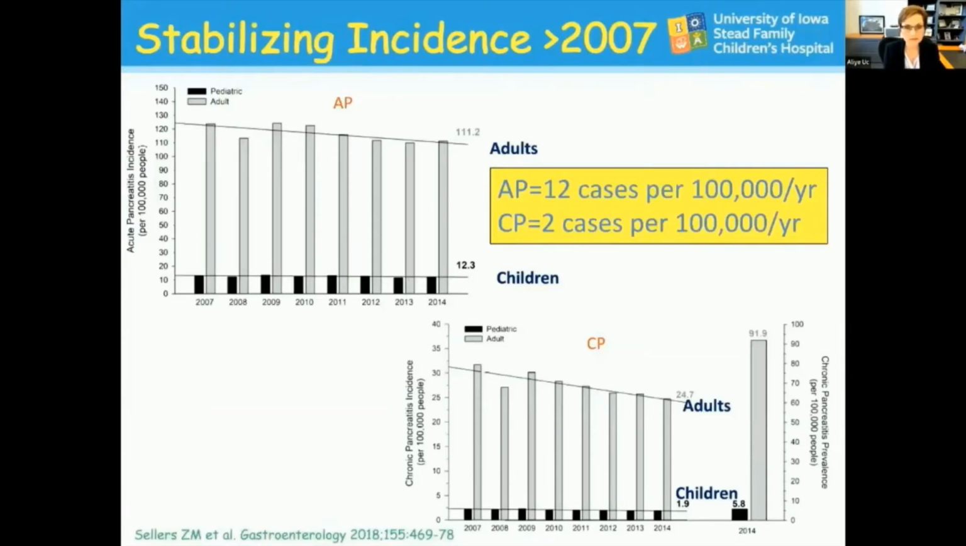And this is a study from a large insurance database, gathering the data from Stanford, the first author being Zach Sellers. But it has been shown that the incidence has stabilized in the pediatric patients and slightly decreased in the adults for both acute and chronic pancreatitis. It's more common in adults than in kids, with acute pancreatitis again being around 1 in 10,000 in kids, and chronic pancreatitis about 2 cases per 100,000 per year.